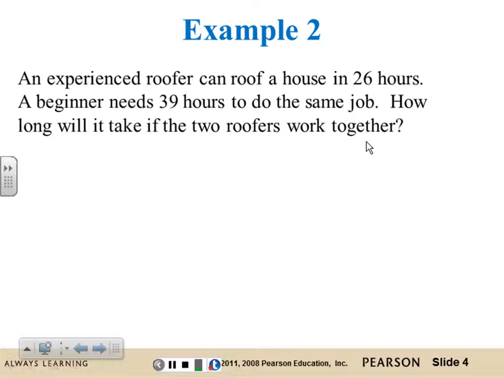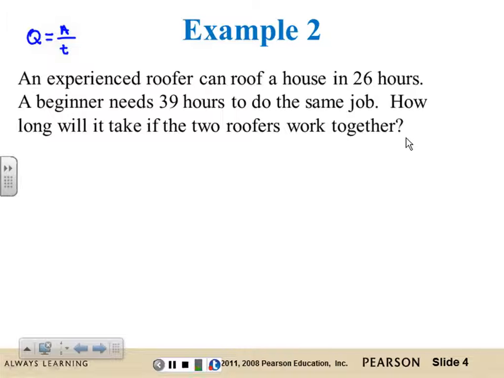Okay, here's another one. An experienced roofer can roof a house in 26 hours. A beginner roofer needs 39 hours to do the same job. How long will it take if the two roofers work together? Well, we have a formula that is putting the amount over the time. So quantity is equal to the amount over the time.